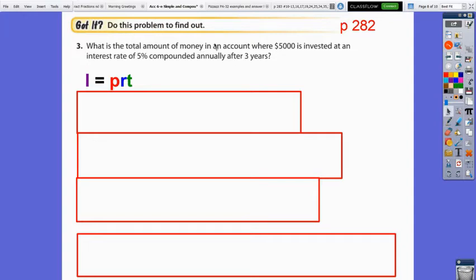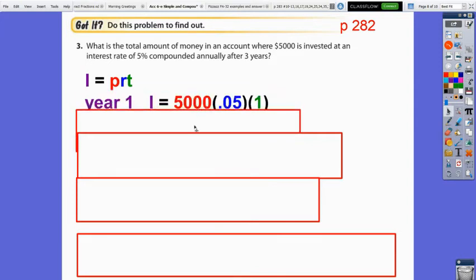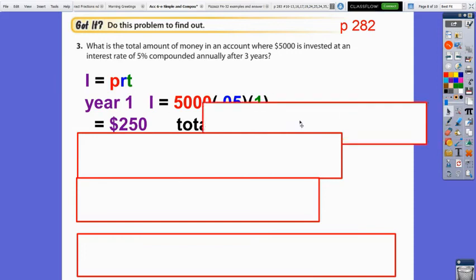All right, so here we'll walk through this one because these are a little bit confusing. What is the total amount in the account if $5,000 is invested at 5% compounded annually after 3 years? We'll talk more about the compounding intervals a little bit in class next time we get there. All right, so interest is principal times rate times time. We start at $5,000 principal, 5% interest, 0.05, and we're going to see how much interest is earned in the first year.